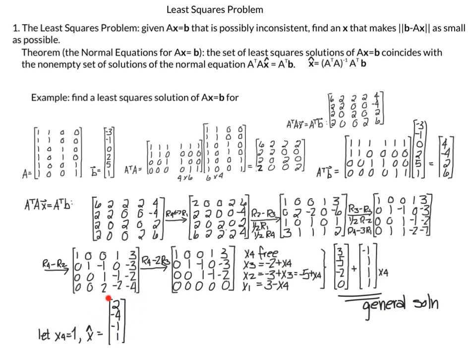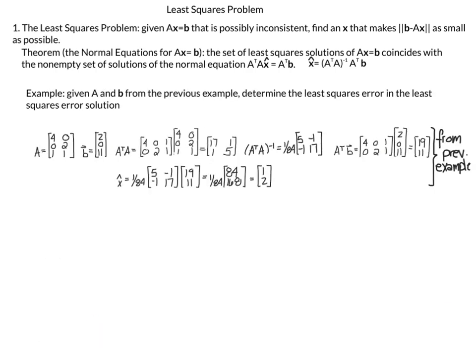So one of our closest least squares solutions will be x hat equal to 2, -4, -1, and 1. So two things to take away: sometimes you do have an infinite number of solutions to the least squares problem, but you just choose values for your free variable to get one of the solutions.